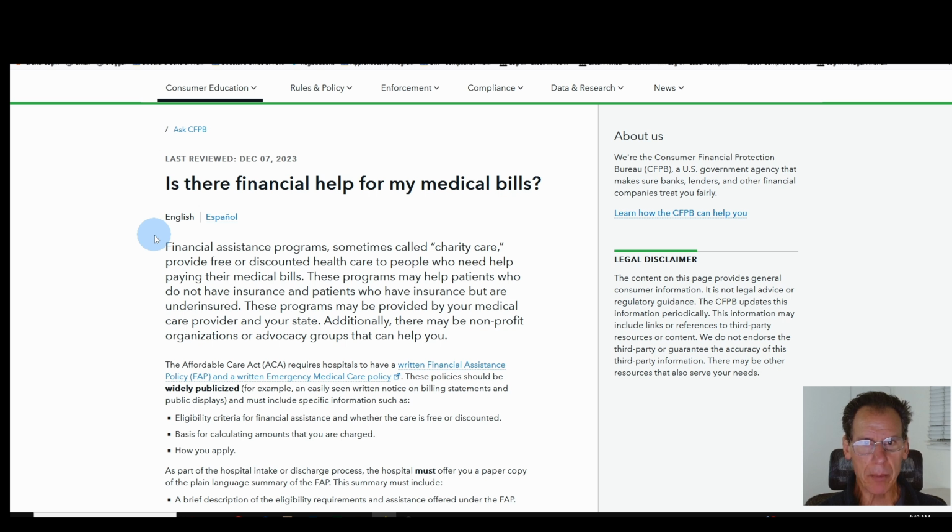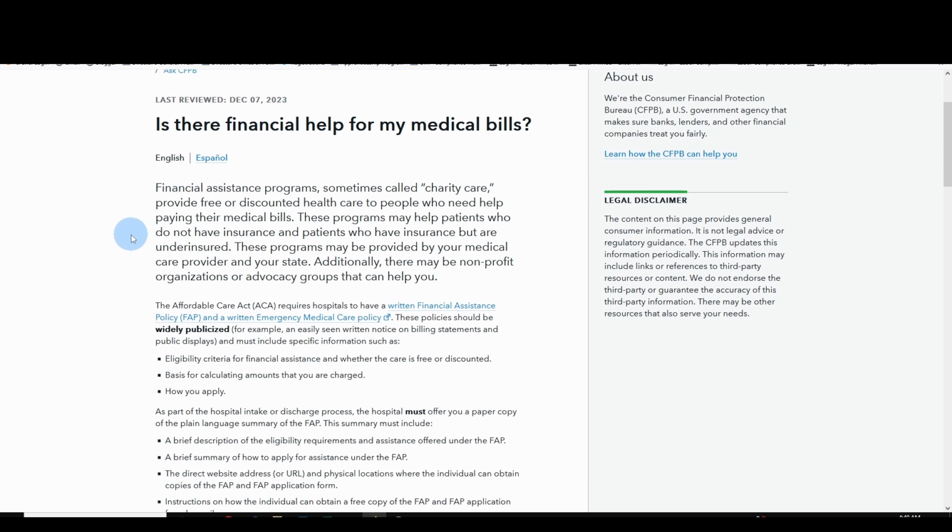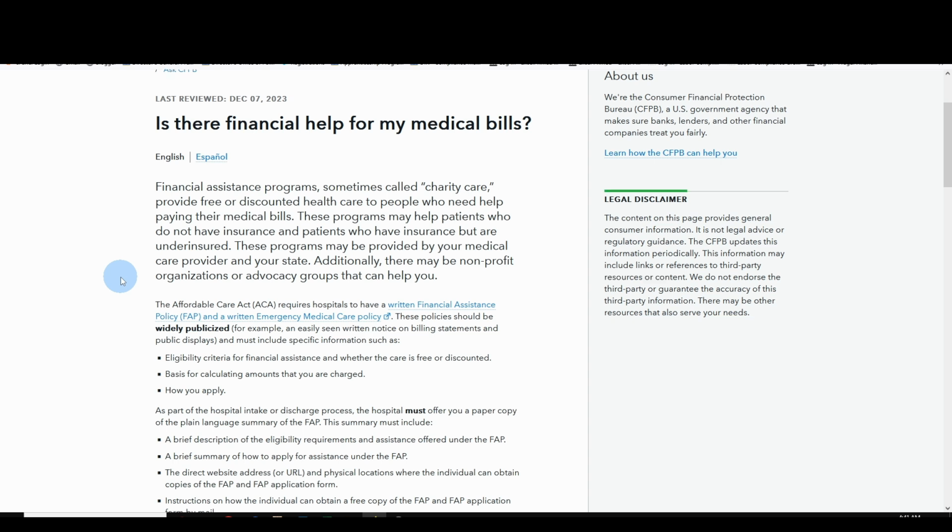Financial assistance programs, sometimes called charity care, provide free or discounted health care to people who need help paying their medical bills. These programs may help patients who do not have insurance and patients who have insurance but are underinsured. These programs may be provided by your medical care provider and your state. Additionally, there may be nonprofit organizations or advocacy groups that can help you.